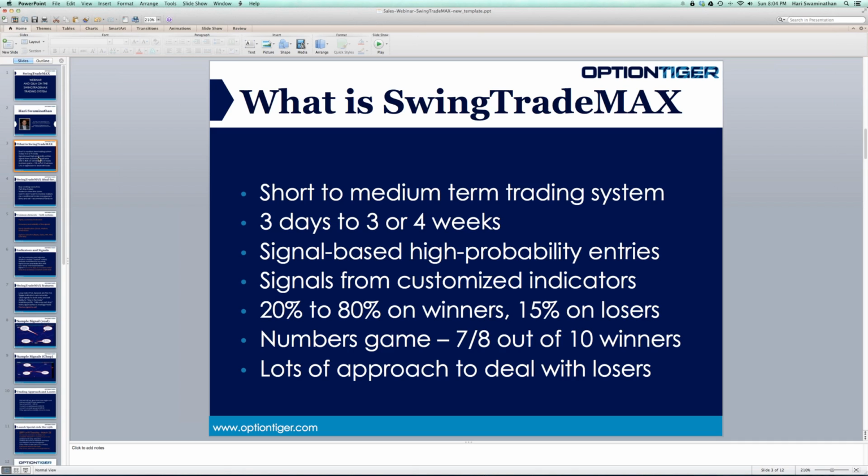One is just the number of winners. If we can get it to 7 or 8 out of 10, that itself is a winner. And then on the winners, we're going to make much more than what we lose on the losers. So that's how the overall game plan needs to be.